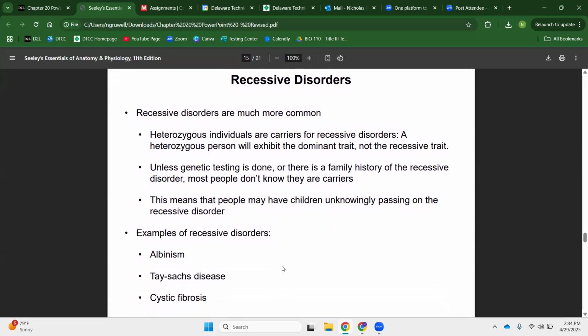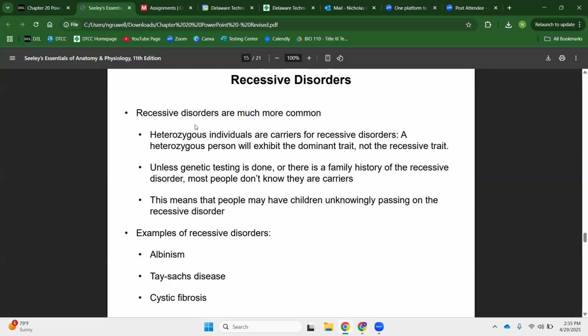And so recessive disorders are much more common because, as I was saying, these heterozygous individuals are carriers. So the ones that have a big A, little a for a recessive disorder, that little a is going to hide. The person that has that genotype may not even know that they have it because it's not going to be expressed as a phenotype.